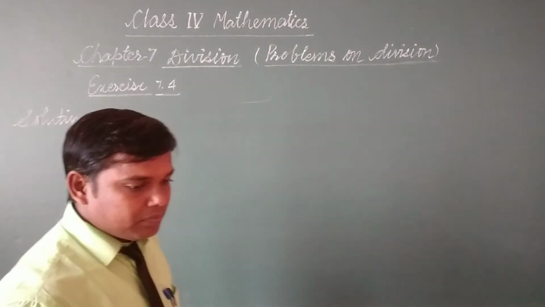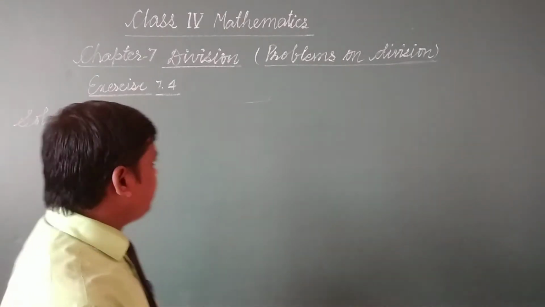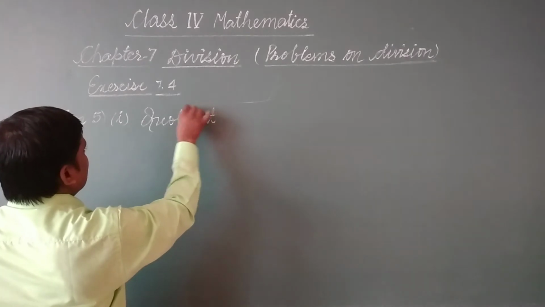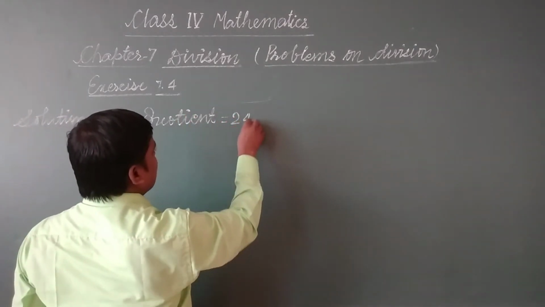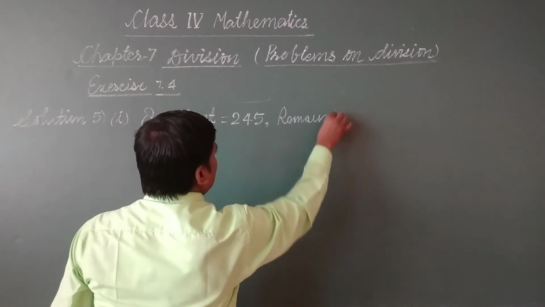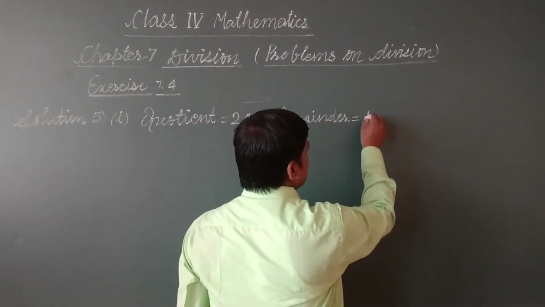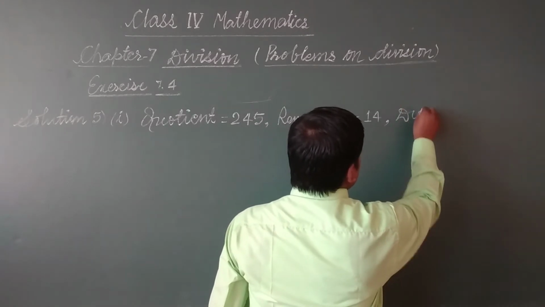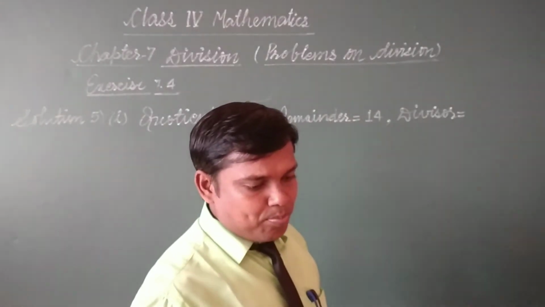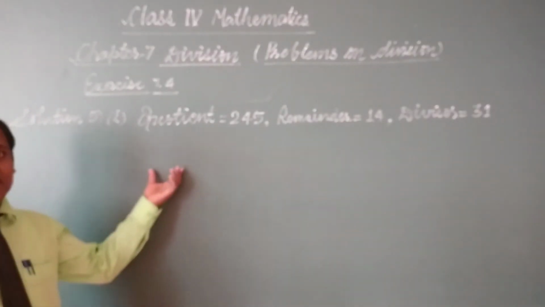We have been given quotient 245, remainder 14, and divisor 31. Now it is asking to find the dividend.